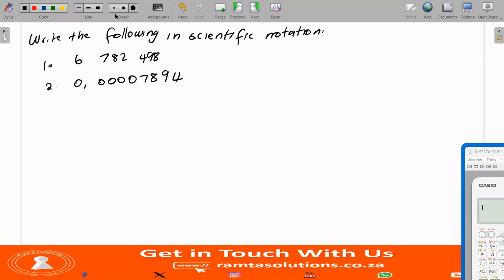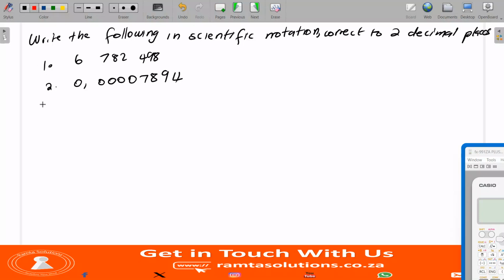Oops, I need to add this. I should say: write this in scientific notation, correct to 2 decimal places. Sorry, I'm squeezing it, guys. Correct to 2 decimal places.